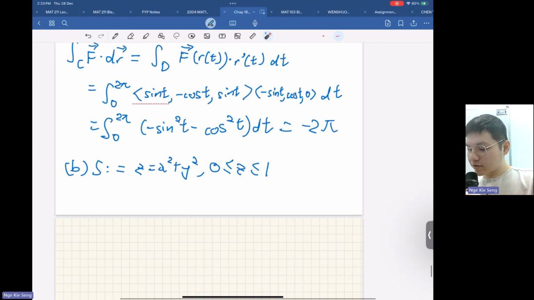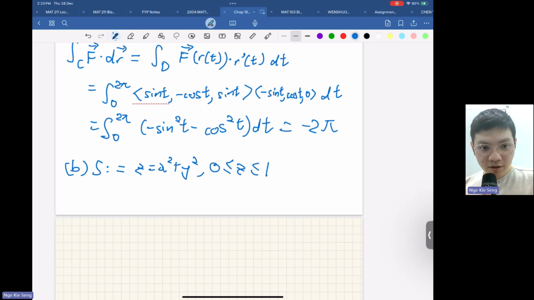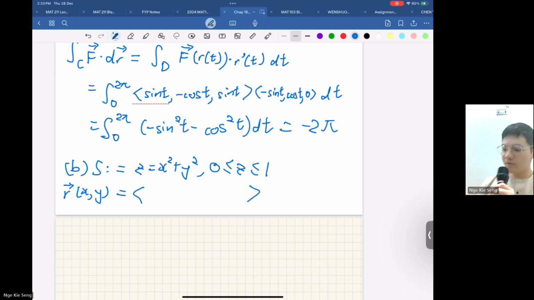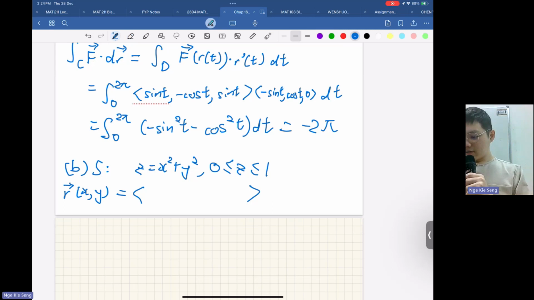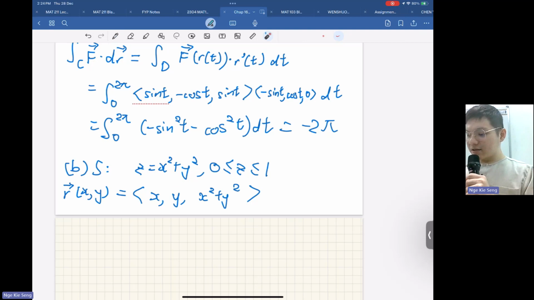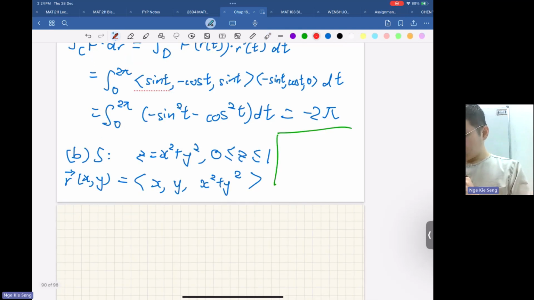All right. What do I do now? I need to parameterize this surface. So what's the best way to parameterize this surface here? What's the obvious way, at least? I told you what z is in terms of x and y already. Then I need two independent variables, so I just use x, y, and x squared plus y squared. This is the easiest one. Let me take note here.